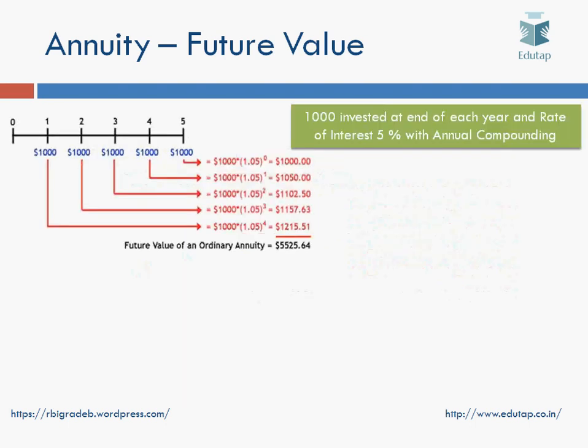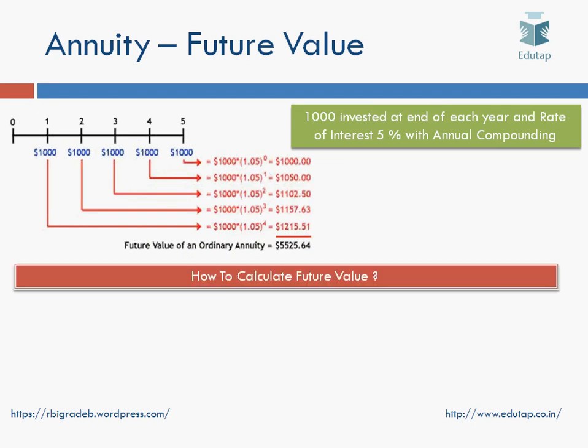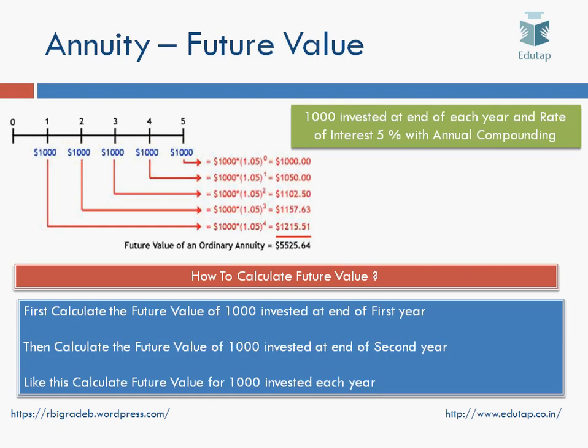Now we see that in such an annuity, where you invest 1000 at the end of each year at an interest rate of 5%, how do you calculate the future value at the end of 5 years? The first thing is that you calculate it step by step. That is, first you take the money invested at the end of the first year, which is 1000, and you calculate its value after 5 years using the formula we have discussed in the previous slides.